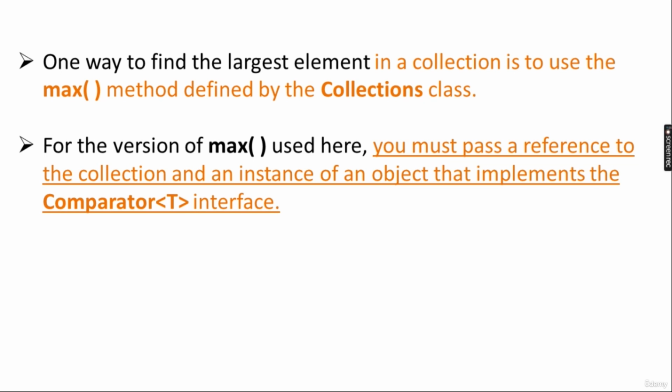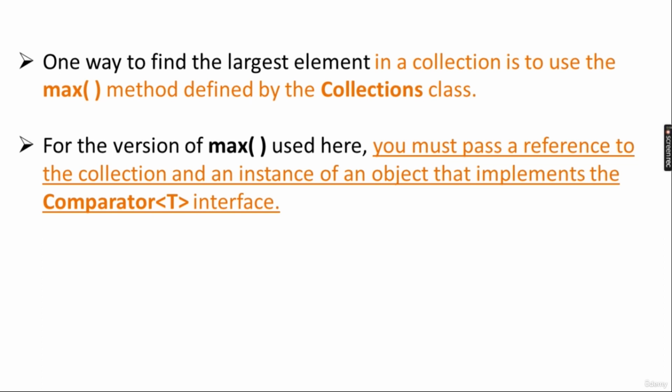One way to find the largest element in a collection is to use the max method as defined by the Collections class. For the version of max used here, you must pass a reference to the collection and an instance of an object that implements the Comparator interface. So what is the way to find the largest element in any collection? Use the max method already defined. Here we have used a specific version of the max method.